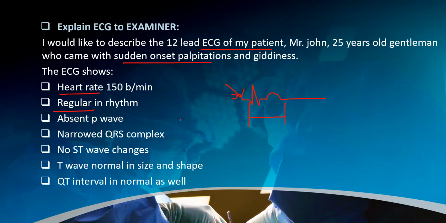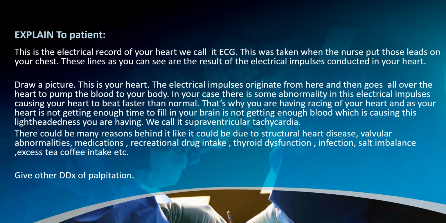So follow this sequence in the exam. You automatically make a very good impression by using this kind of sequence and format. An examiner understands that you are not just doing some chaotic or haphazard case. You are following something, and that means a lot. So that's your ECG explanation. Now you need to explain the condition to the patient.